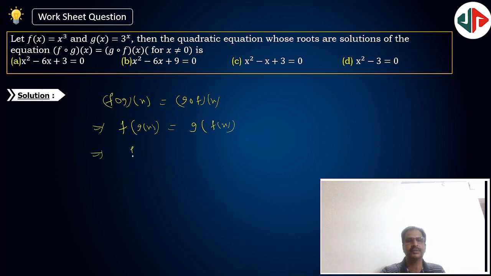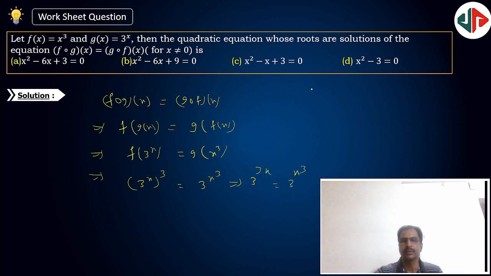What is f of g of x? F of 3 power x. G of x cube. So what is f of 3 power x? 3 power x whole cube. What is g of x cube? 3 power x cube. What is a power m whole power n? A power m into n. So from this you get 3x is equal to x cube. Given that x is not equal to 0, so 3 is equal to x square, or x square minus 3 is equal to 0. Option D is correct.